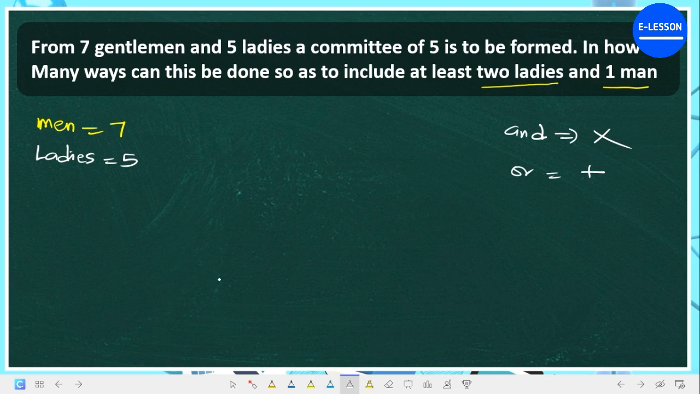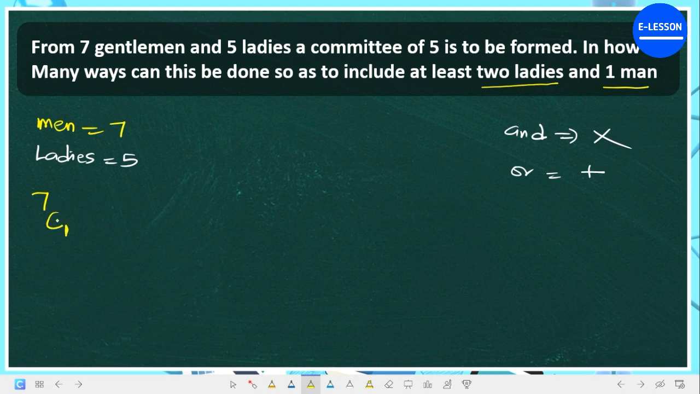So let's continue. Now, with that idea, let's pick our committee. Since they said we must put 2 ladies, let's first take those 2 ladies. How many ladies are in the class in total? 5. Or let's start with men. How many men are in the class in total? We have 7 men. If you must take 1 man, let's just take that man first and keep aside.